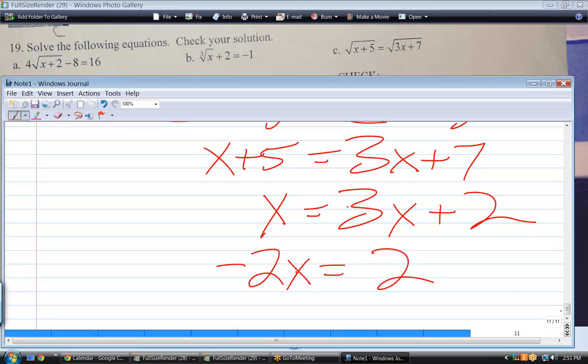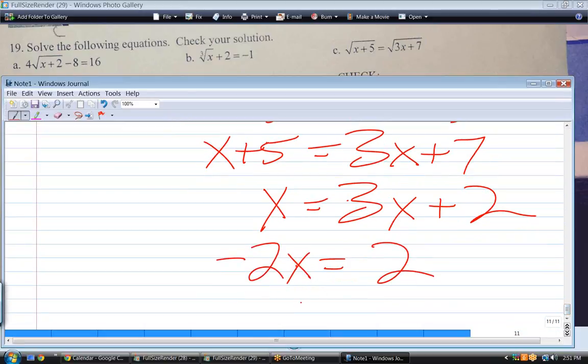I still have this 2. And now what's the final step? Divide by 2. No, divide by negative 2. This is the whole coefficient. We've got to get rid of all of it. If I divide just by 2, I'm going to be left with negative x equals something. If I want to isolate just x, then I've got to divide by negative 2. So what's the answer? x equals negative 1. Don't forget, you divide on each side.